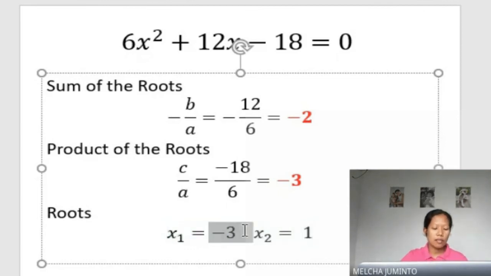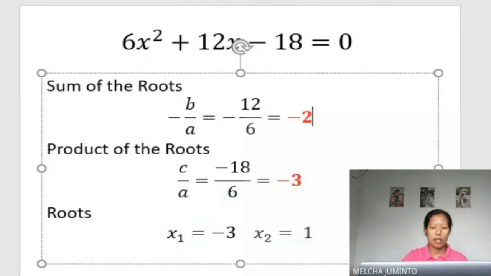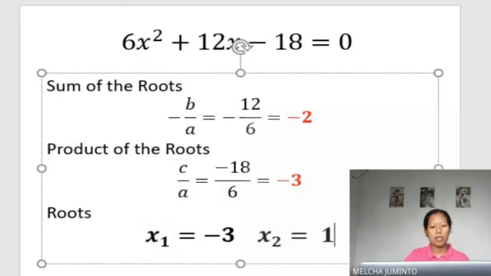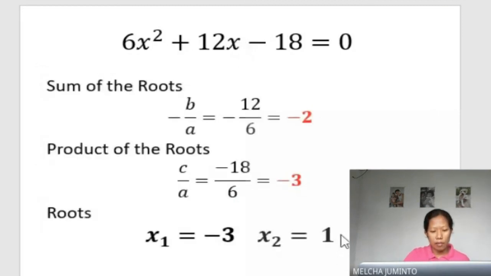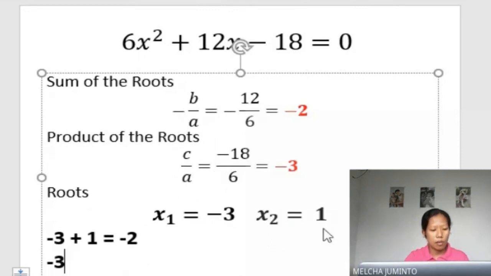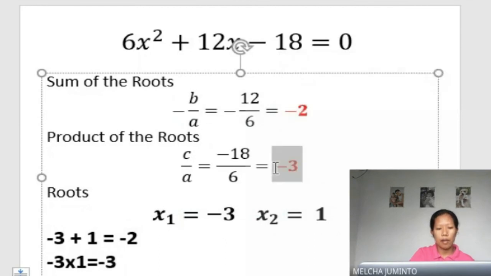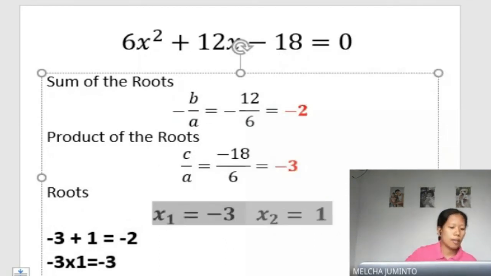Because negative 3 times 1 is negative 3. Negative 3 plus 1 is negative 2. So the roots are negative 3 and positive 1. Why did we arrive at negative 3 and positive 1? If we check, negative 3 plus 1 is negative 2. That is the sum. And once we multiply negative 3 times 1 equals negative 3. That is the product. Sum, product. We're able to get the two roots, negative 3 and 1.